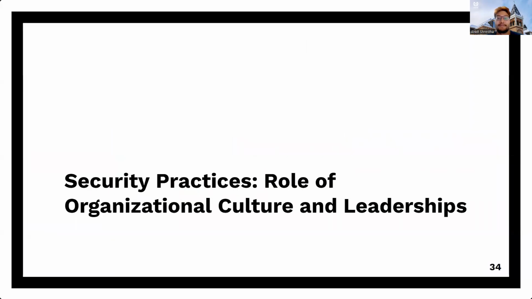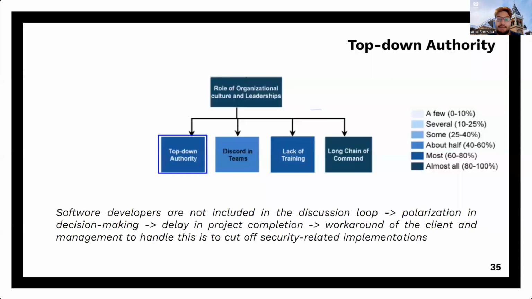Our final theme is security practices, role of organizational culture and leadership. Most of our participants talked about the top-down authority in their organizations. Here, software developers are not included in the decision loop. This causes polarization in the decision-making, which causes delay in project completion due to mismatch in developer and management planning. As a workaround, clients and higher management cut off security-related implementations to meet deadlines.